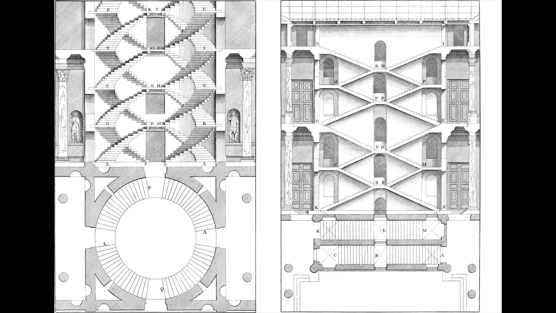E. The oval staircase with the column in the middle. F. The oval staircase without a column. G. The straight staircase with the wall within. H. The straight staircase without the wall.